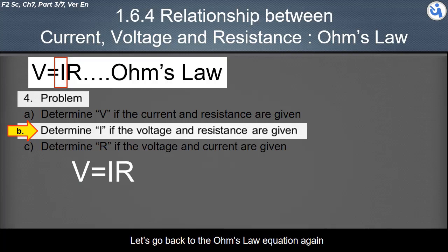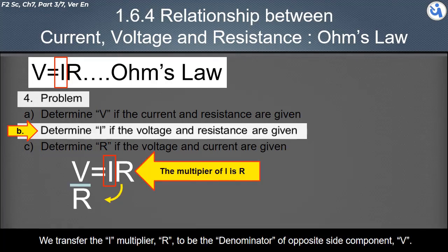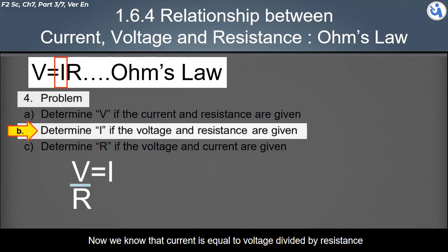Let's go back to the Ohm's law equation again. This is the mathematic rule of algebra. According to the rule, if you want to determine the I in the equation, we transfer the I multiplier, R, to be the denominator of the opposite side component, V. We get I equal to V divided by R. Now, we know that current is equal to voltage divided by resistance.